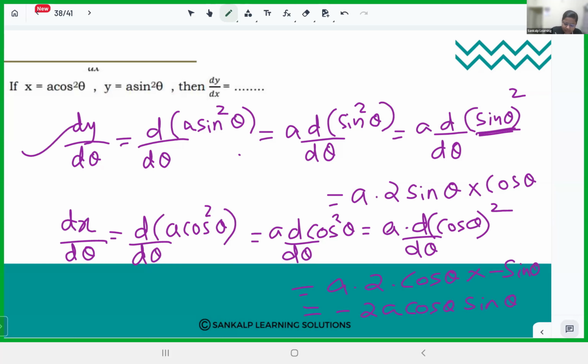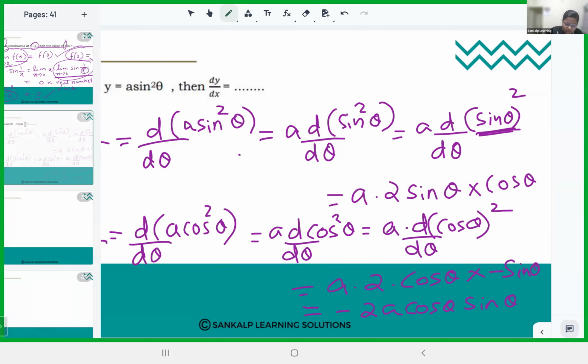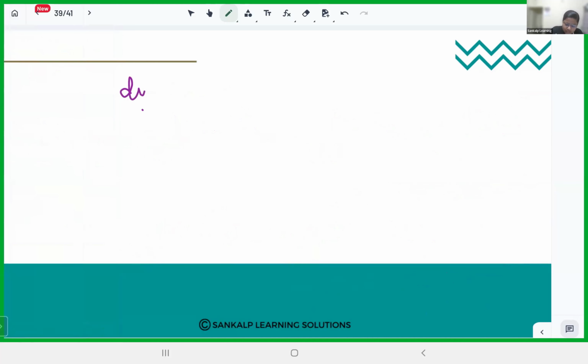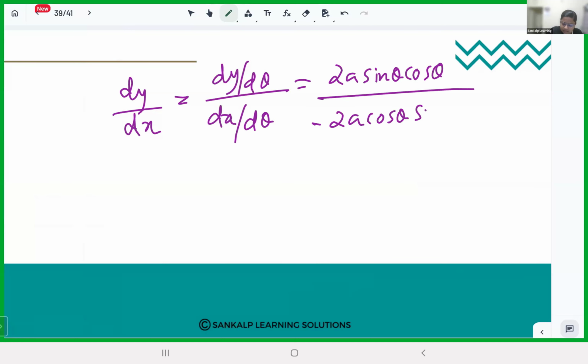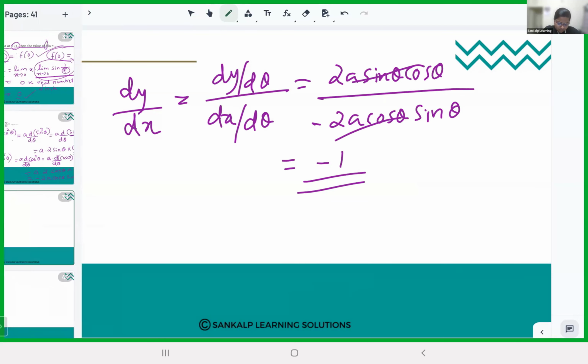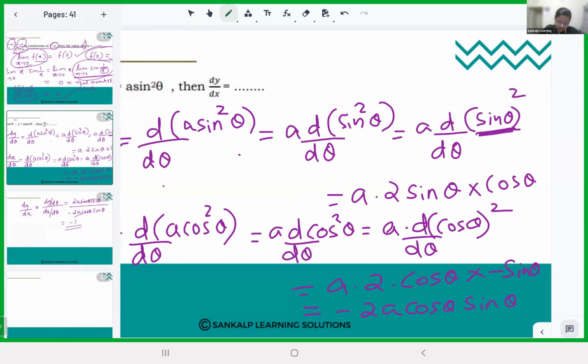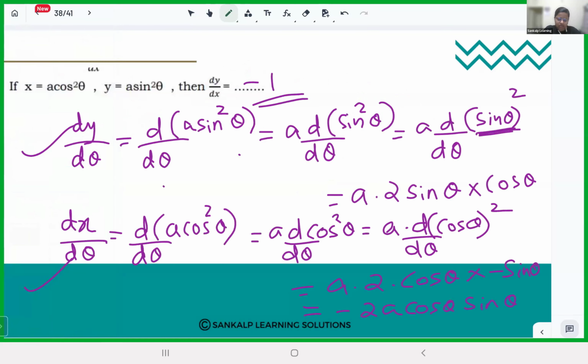So we have found out dy by d theta and dx by d theta. Now what you have to do? You have to find out dy by dx. So dy by dx is nothing but dy by d theta divided by dx by d theta. What was dy by d theta? It is equal to 2a sine theta cos theta, and dx by d theta is minus 2a cos theta sine theta. So this one gets cancelled. What is remaining here? It is minus 1, right? So that is the answer: dy by dx is nothing but minus 1.